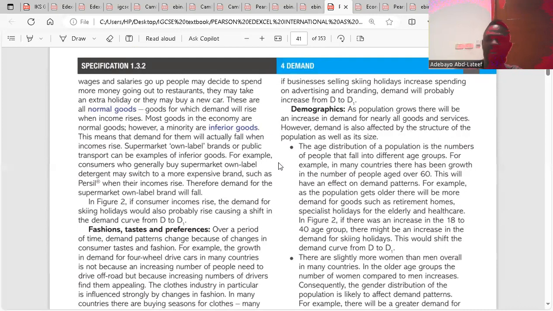So normal goods are goods for which the demand increases as soon as the level of income increases. So whatever you have in mind to buy, as soon as you have more money with you, is a normal good. Is it clear? Yes. So that was the point there.